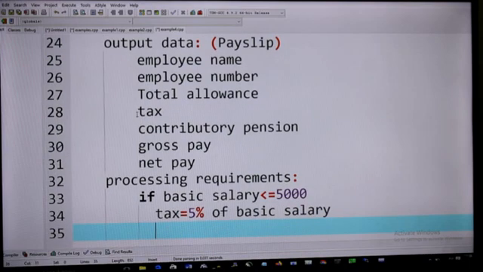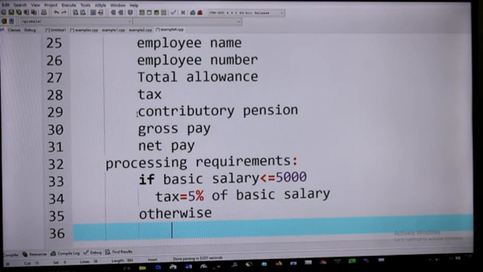But if it is more, otherwise, the tax will be 8%. So if somebody is earning 5,001 naira as basic salary, it has turned to 8%. That will be the tax, 8% of basic salary. So anything greater than 5,000 naira, it is 8% deduction. So that's the first processing requirement.